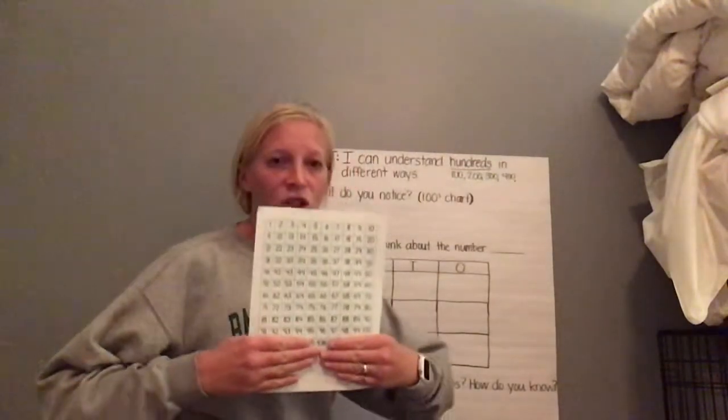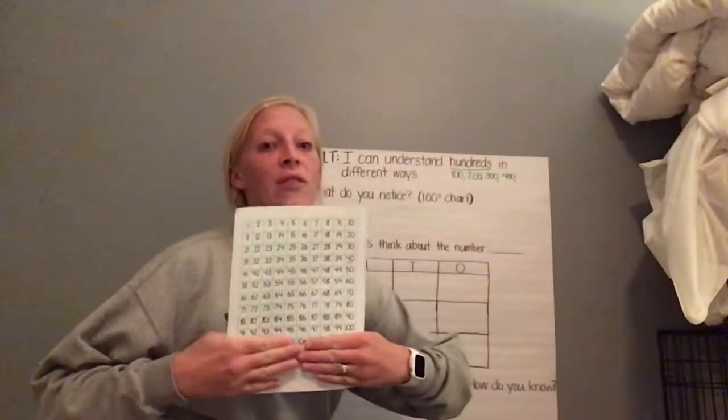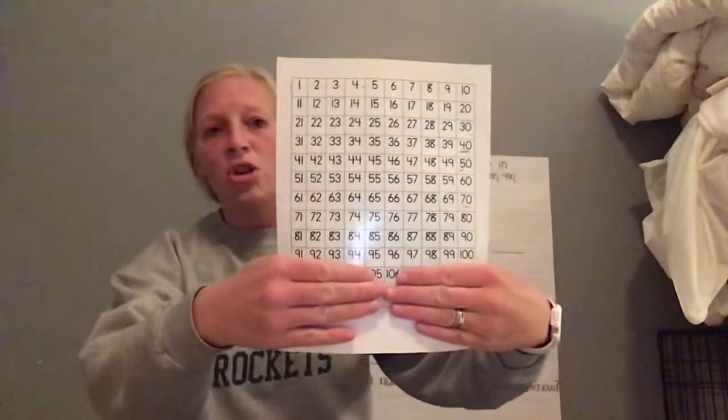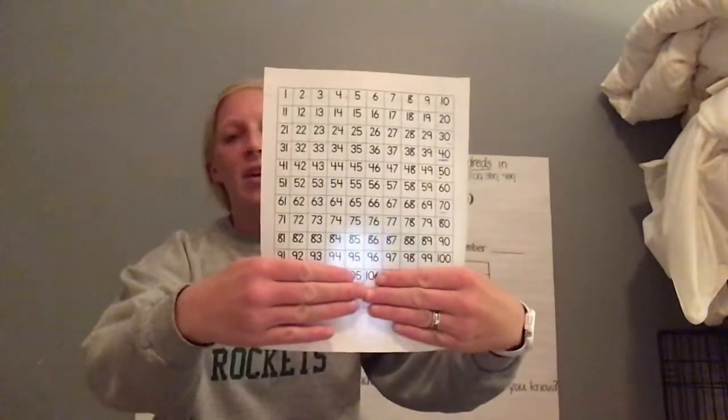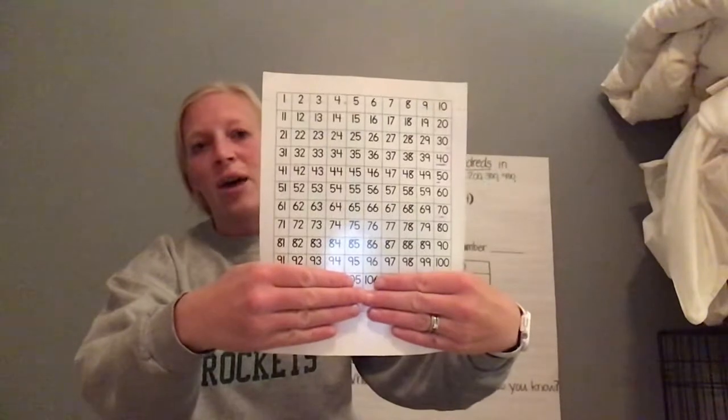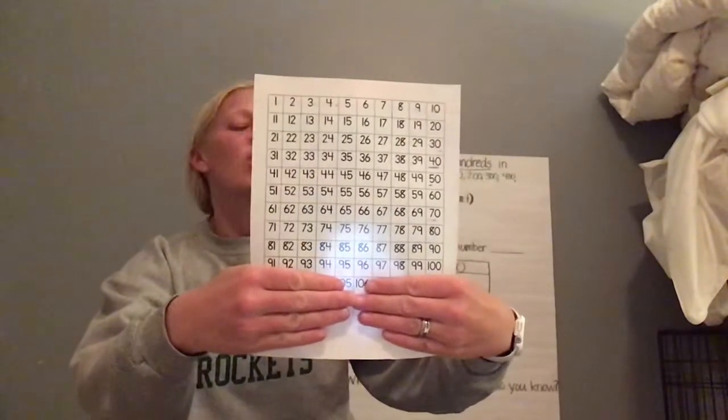I'm going to show you a hundreds chart. Now, we do a lot of 120 charts in second grade. So I'm going to show you my hundreds chart first. I'm going to cover up those bottom two rows. So ignore those numbers underneath my fingers. What do you notice about this chart?